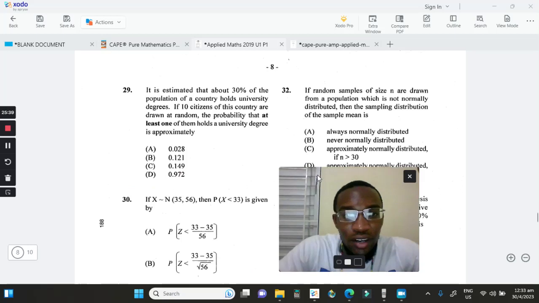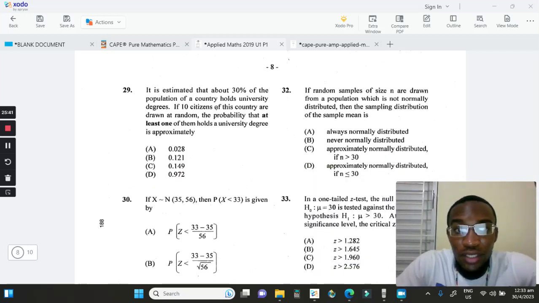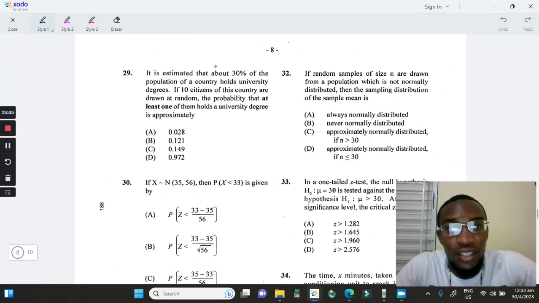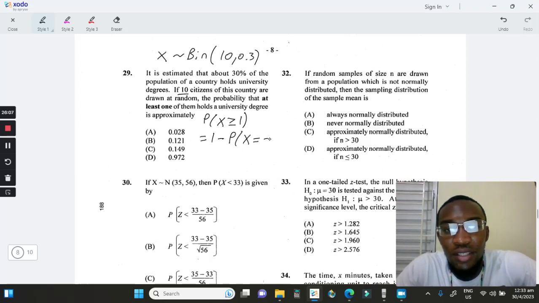Question 29. I remember this repeat, but I can't remember what was the answer. So we're going to have to work it again. It says it is estimated that 30% of the population holds a university degree. So X follows a binomial distribution. 10 citizens at 30%. The probability that at least one holds a degree is the probability X is greater than or equal to 1, which is 1 minus the probability X equals 0.